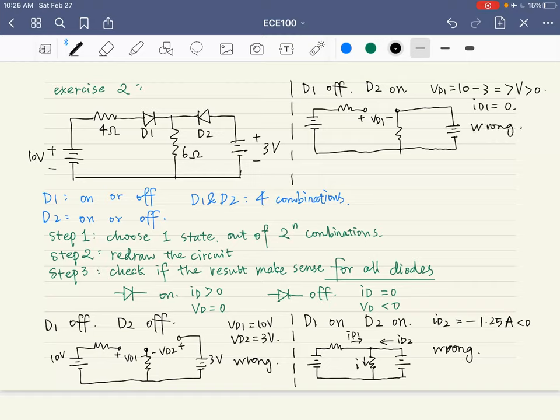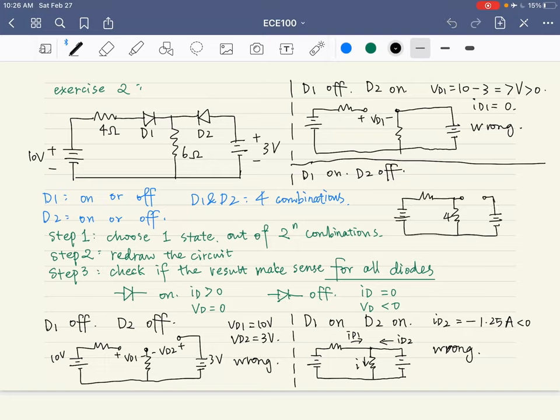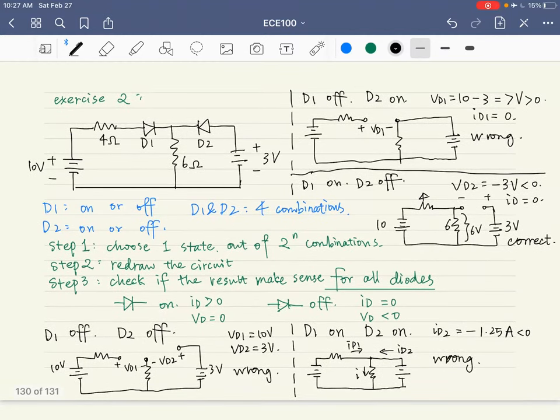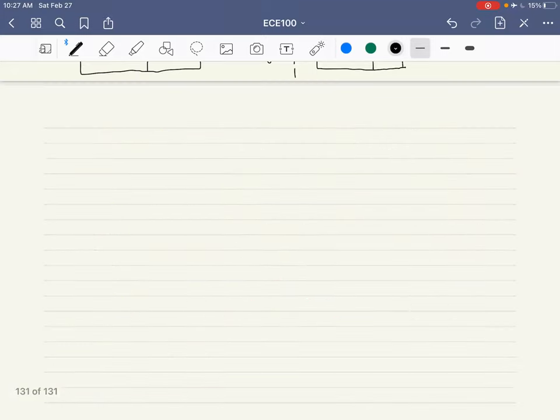And let's see the last one: D1 is on and D2 is off. If we redraw the circuit, we'll see this is 4 ohms, this is 6 ohms. So we have 6 volts across the 6 ohm resistance according to the voltage division. And we'll see that VD2 equals minus 3 volts and the current is there. It makes sense. The assumption is great. You don't need to include every possibility in the exam if the question does not ask for it. But usually you go through 1 or 2 attempts.